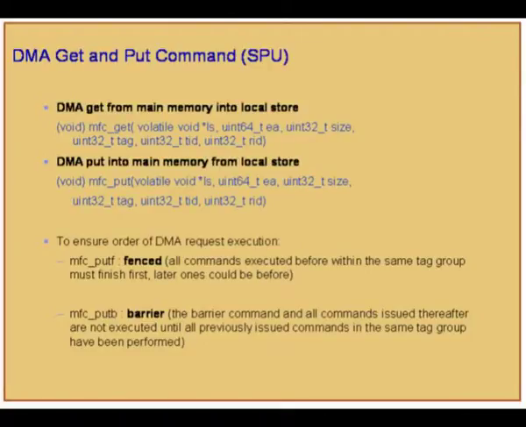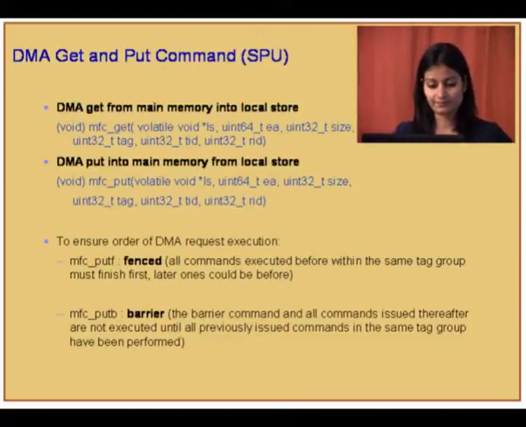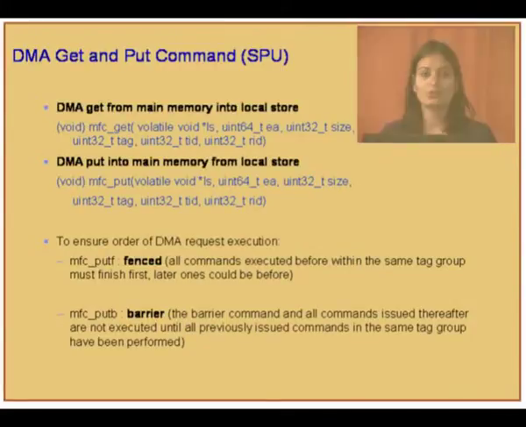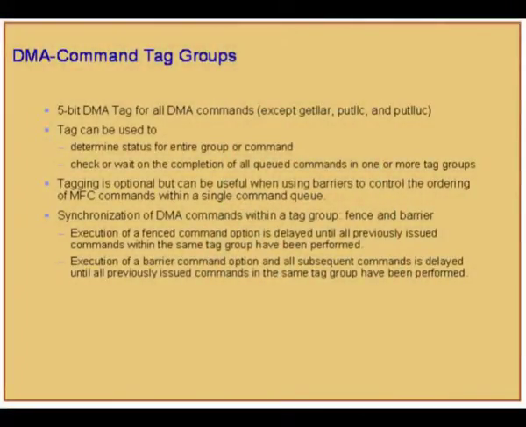I'm not sure if it's enabled in the current SDK development tool. RID is the replacement class ID. Again, this is something that we use when we're using a software managed cache. There are features for fences and barriers, like a typical Linux OS supported fence and barrier. Nothing different over here. It's just that now we have combined that fence and barrier feature with the DMA command, so we have more control over I/O. There's a 5-bit DMA tag for all DMA commands. So up to 32 tags is what we can create.